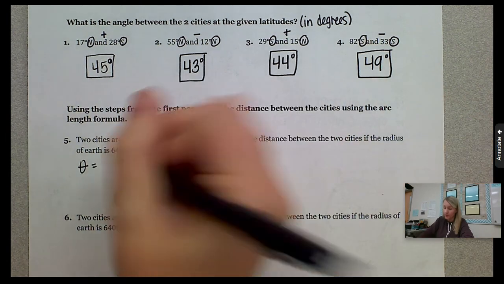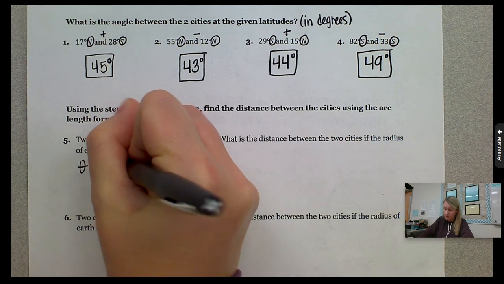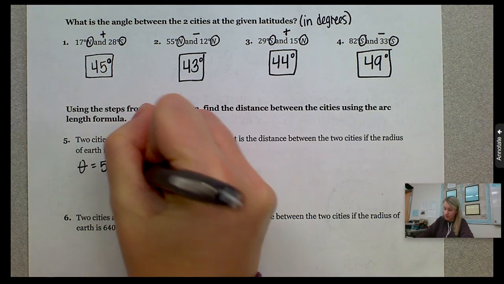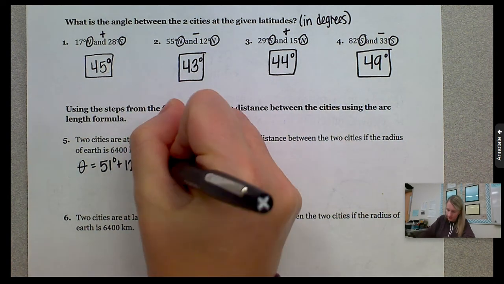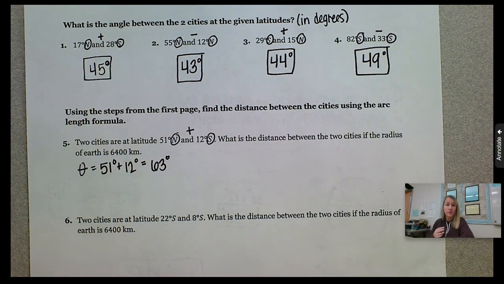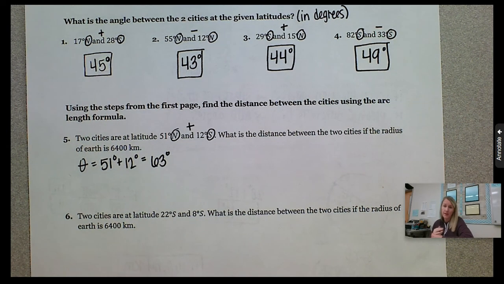Okay, so I'm going to add 51 degrees plus 12 degrees. Now I'm second guessing myself. No, I can do that. That's 63 degrees. So now we have an angle between them, but it's in degrees. I'm going to take that degree and convert it to a radian, because for our formula I need it in radians.